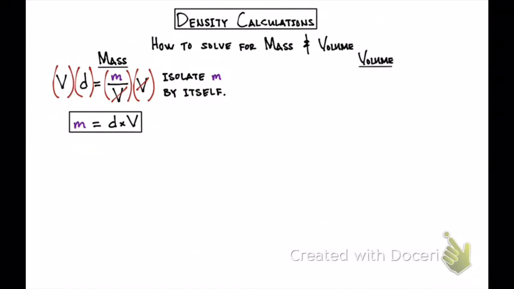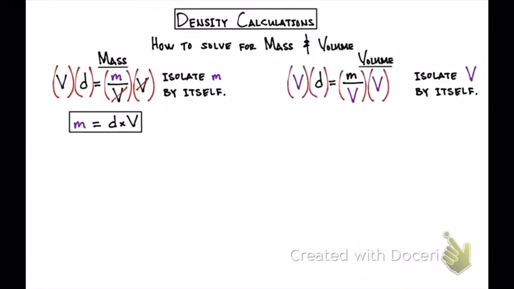For volume, it requires an extra step. Again, we start out with the formula for density: density is equivalent to mass divided by volume. And we want to isolate volume by itself. So we're going to move V to the left-hand side of the equal sign, getting rid of the fraction basically. We're going to multiply both sides by V, just like what we did for mass. And you can see that the volumes cancel each other out. If we clean this up, we have V times D equals M, which is the mass.